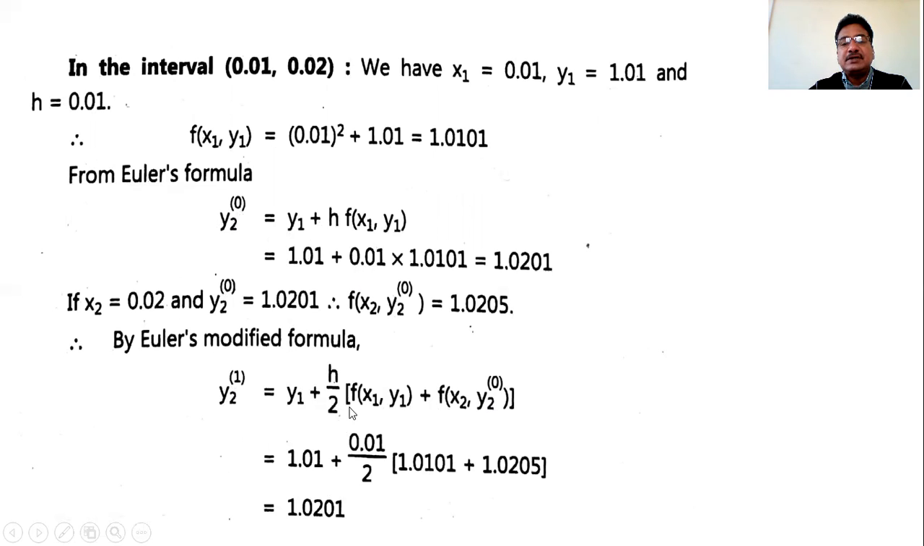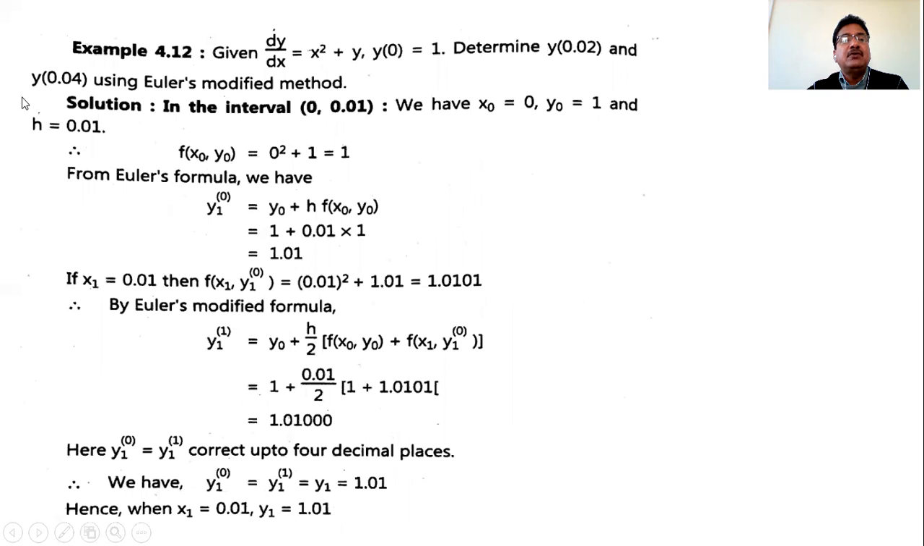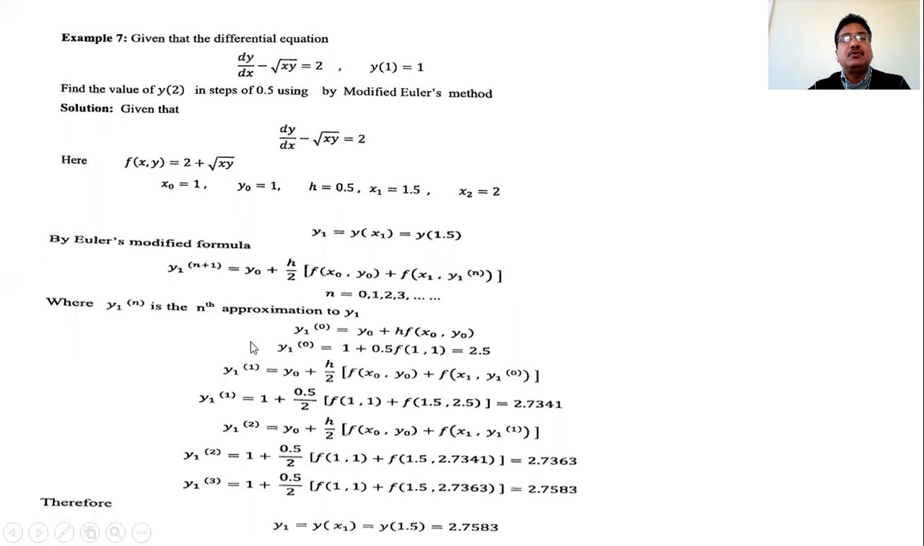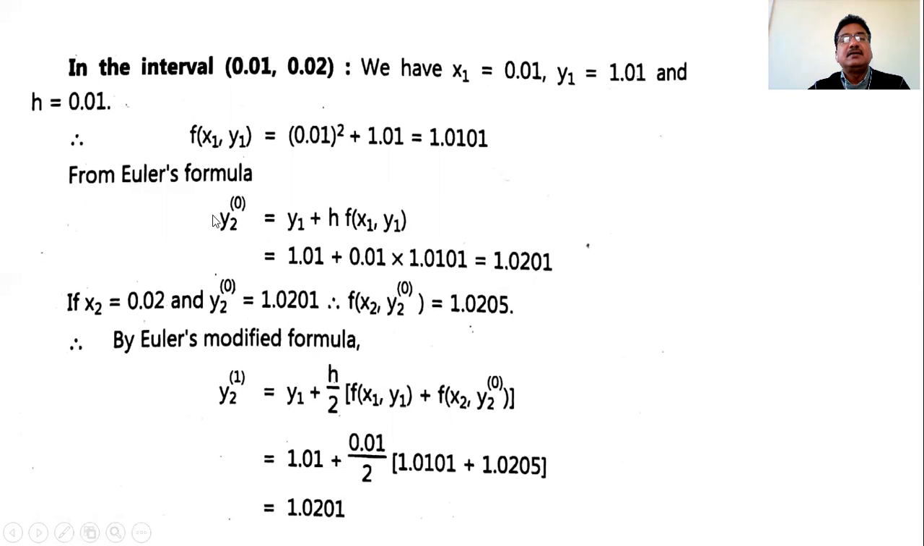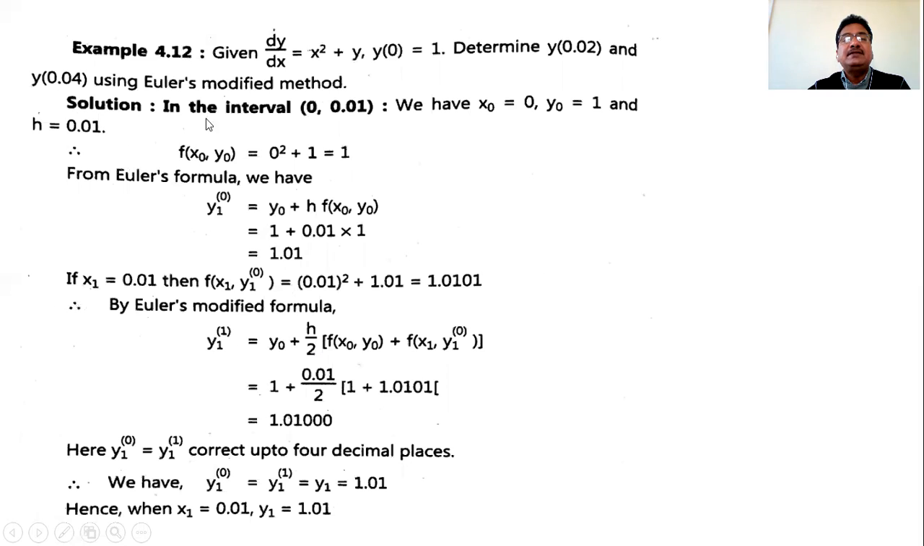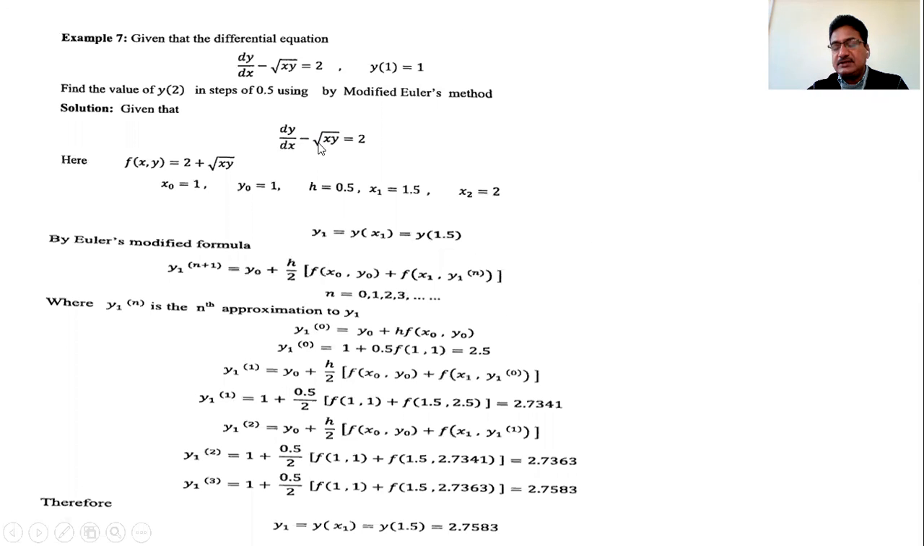So just find y1, y2, y3 by using the same method. If you have to find the next value at 0.04, then find y3 by the same method. This is for homework: find y3. How can we find y3? Y3 means the value by taking the interval similar to this, 0.02 to 0.03.